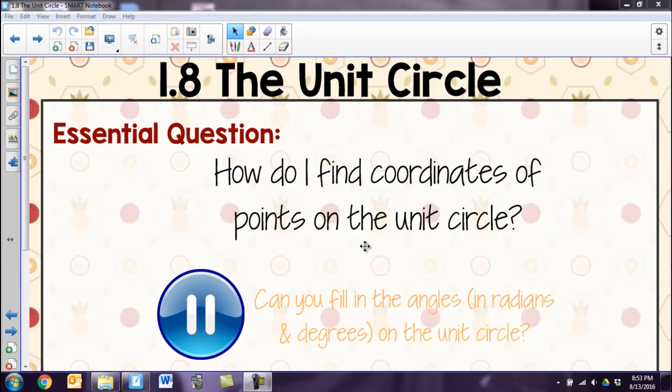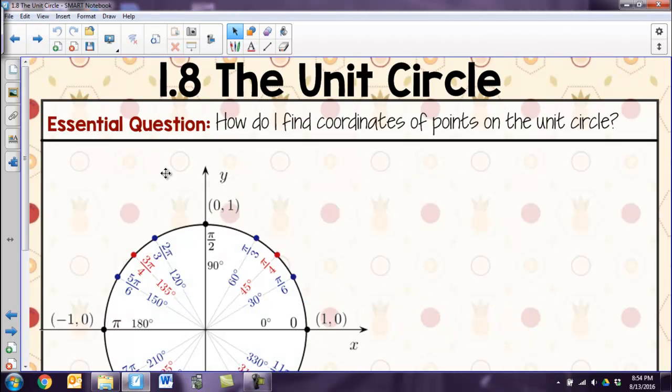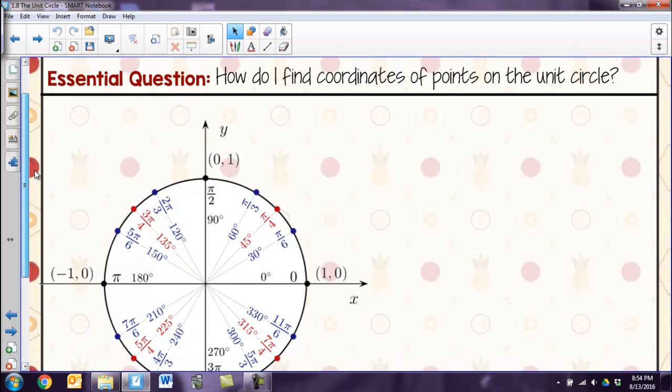But before we start, I want you to pause this video and think about, could you fill in the angles in radians and degrees on that unit circle? So grab that handout I gave you and see if you can fill in all of those angles. Don't cheat. I'm about to move on. Pause it. Not kidding.